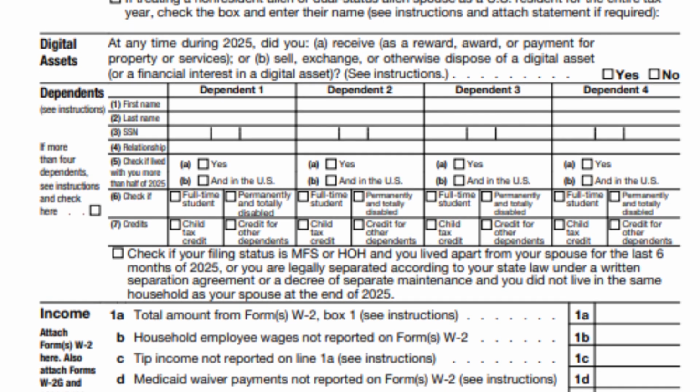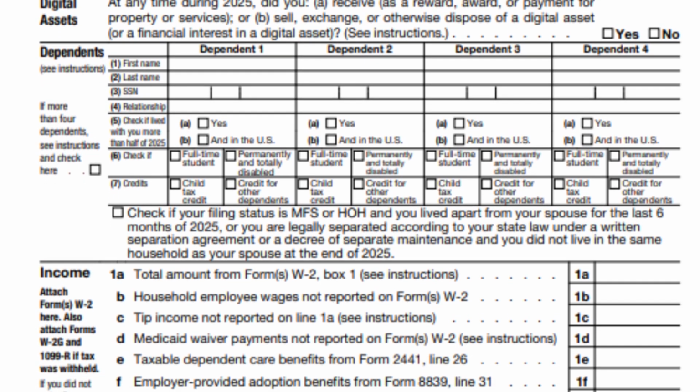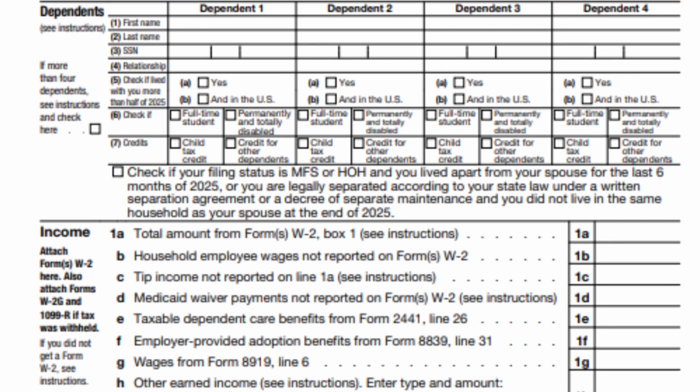Step 2 would be to choose your filing status. Select one of the following options, single or married.